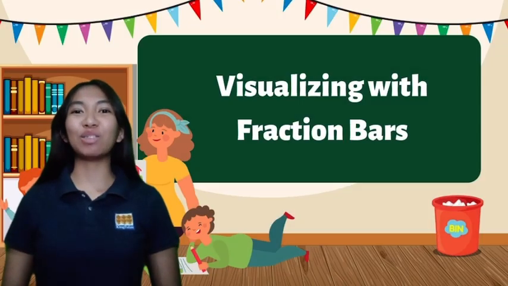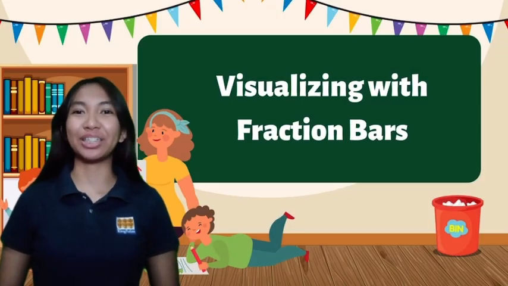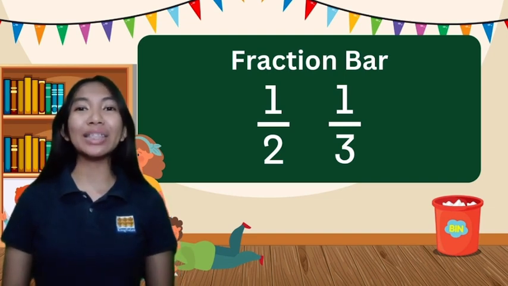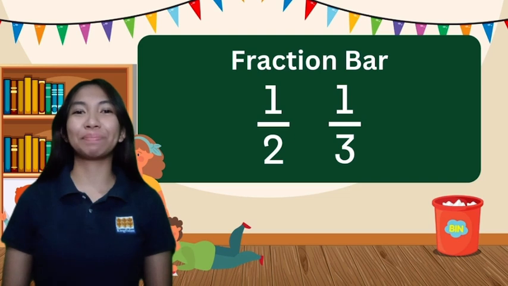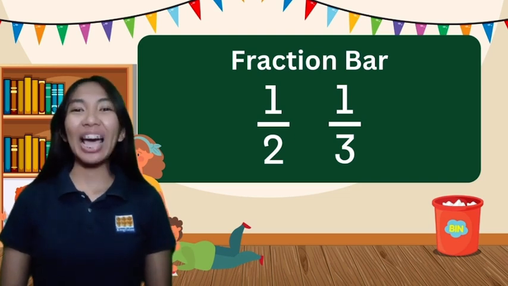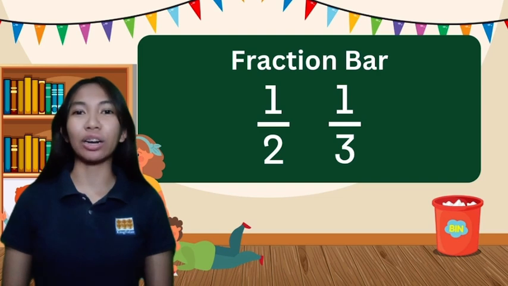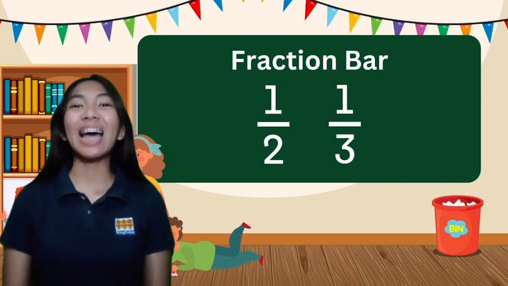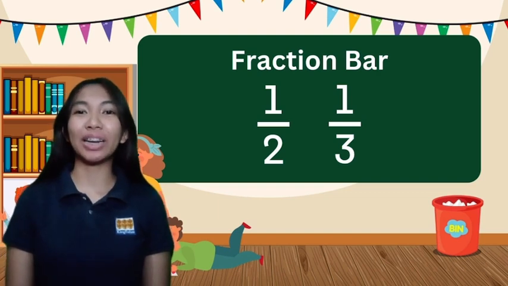Now, let's use fraction bars to compare fractions. Here's a bar for 1/2 and here's one for 1/3. What do you notice? Right! Even though both fractions have 1 as the numerator, the denominator determines the size of each part. So, which fraction is larger? Exactly! The smaller the denominator, the bigger the parts.